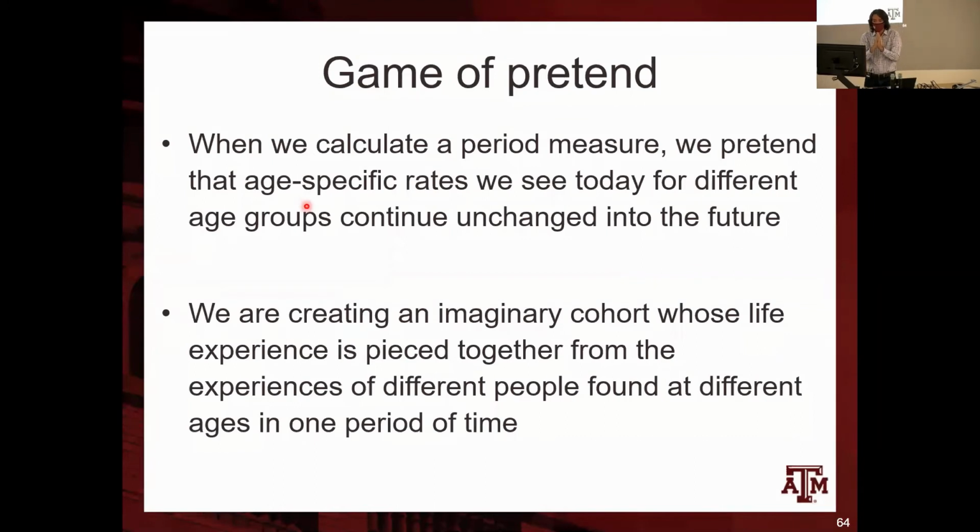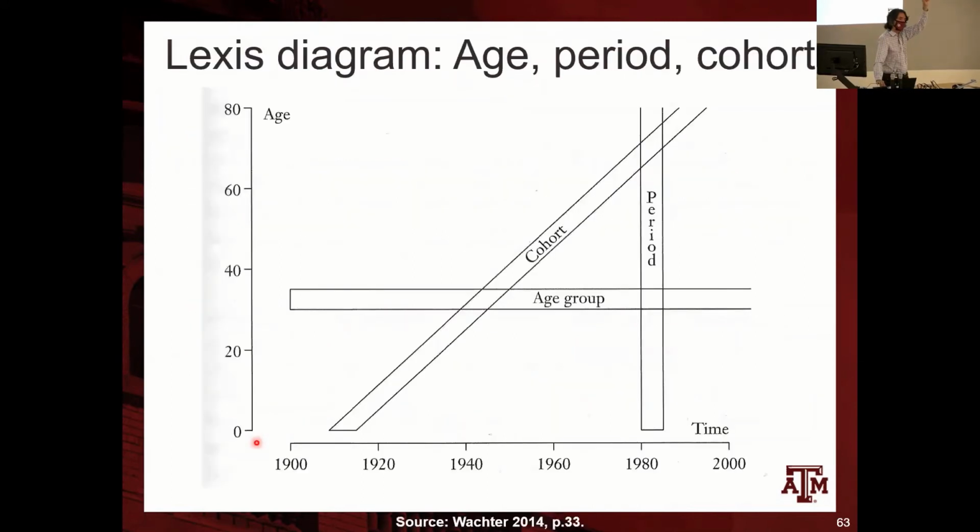But it is a hypothetical rate. This data is imaginary. We are creating an imaginary cohort whose life experience is pieced together from the experience of different people found at different ages in one single period. Let's try to understand. I got women from 15 to 45 years of age.